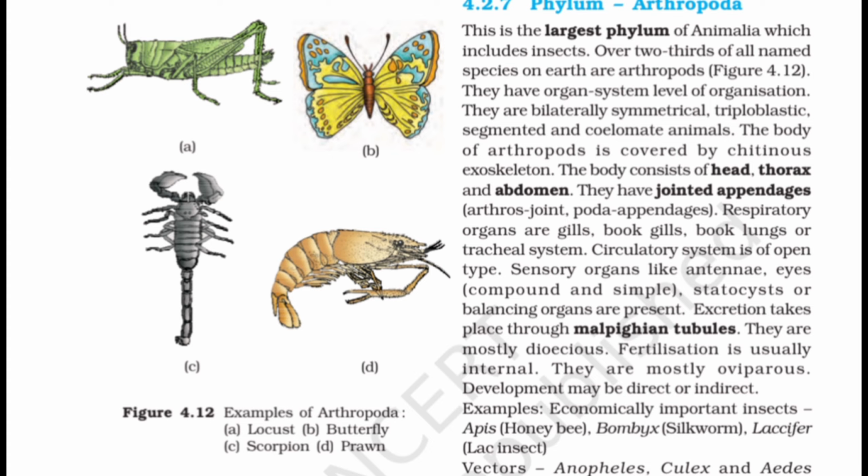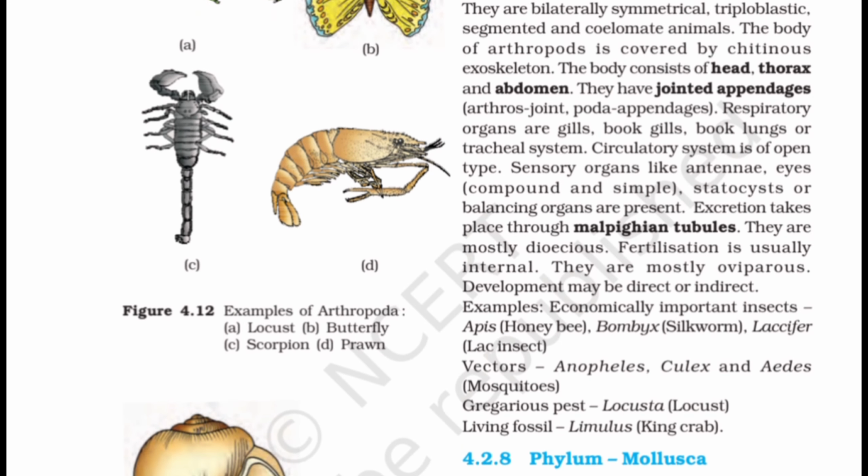Respiratory organs are gills, book lungs or tracheal system. Circulatory system is of open type. Sensory organs like antennae, eyes, compound and simple, and statocyst or balancing organ are present. Excretion takes place through malpighian tubules. They are mostly dioecious. Fertilization is usually internal. They are mostly oviparous. Development may be direct or indirect.